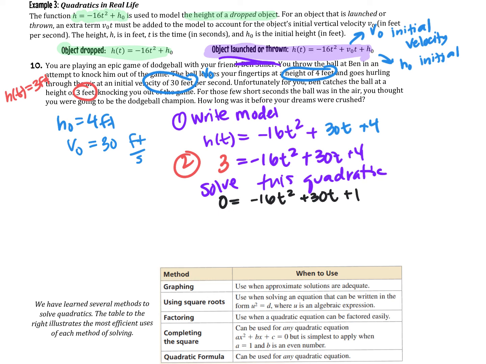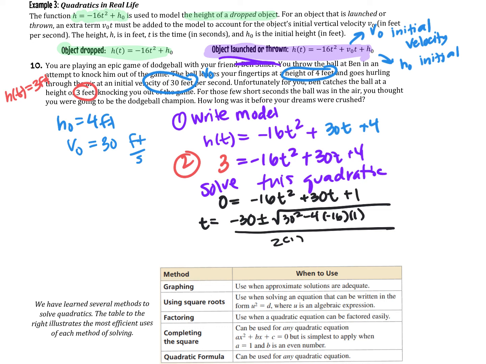Instead of x equals, I'm going to have t equals. The opposite of b is negative 30 plus or minus the square root of 30 squared minus 4 times negative 16 times 1, all over 2 times negative 16. And then I'm going to go ahead and simplify inside the square root. 30 squared is going to give me 900. Negative 4 times negative 16 times positive 1 is going to give me 64. So negative 30 plus or minus the square root of 964, all divided by 2.